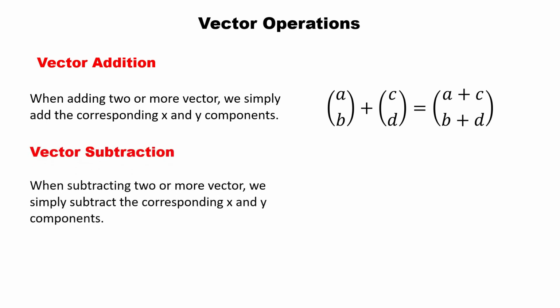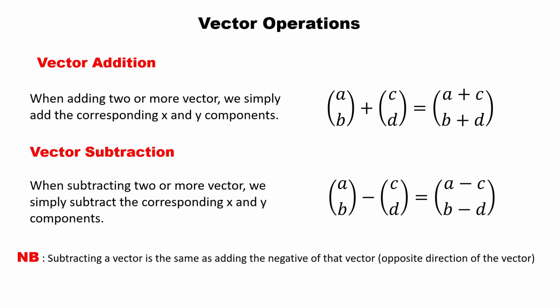Now moving to vector subtraction. When subtracting two or more vectors, we simply subtract the corresponding X and Y components. For example, suppose we have a vector with A and B, and another vector with C and D. According to the principle, we subtract corresponding X values, which is A minus C, and also the corresponding Y values, B minus D. Take note, subtracting a vector is the same as adding the negative of that vector. For example, A minus B is the same as A plus negative B.